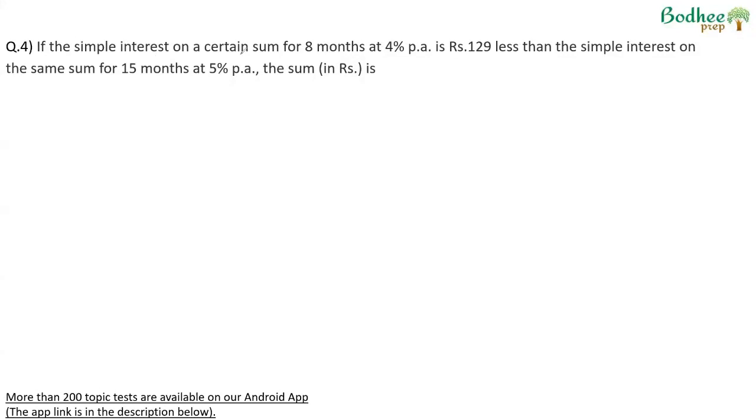If the simple interest on a certain sum for 8 months at 4% is 129 less than the simple interest on the same sum for 15 months at 5%. Okay, so in the second case, principal into rate into time. Now time is 15 by 12. So 15 by 12 into 100 minus, here we'll have principal into rate into time. Time is 8 by 12 into 100.